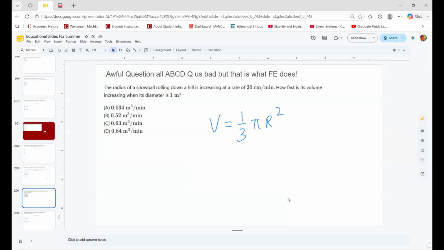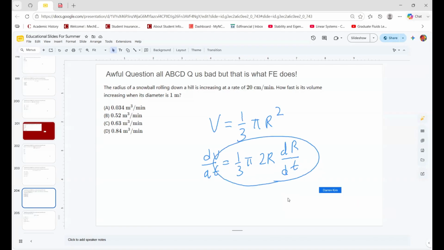And what I can do is dV equals 1 divided by 3 pi 2r dr/dt. And with the dr/dt, I know that this is a constant. So what I can do is integrate 1 divided by 3 pi 2r times 20 cm dt, which equals volume. Which volume then equals 1 divided by 3 pi 2r, which is 1 meter, at 20, right? Is what I'm trying to say. Yeah, I think that's how you do it.